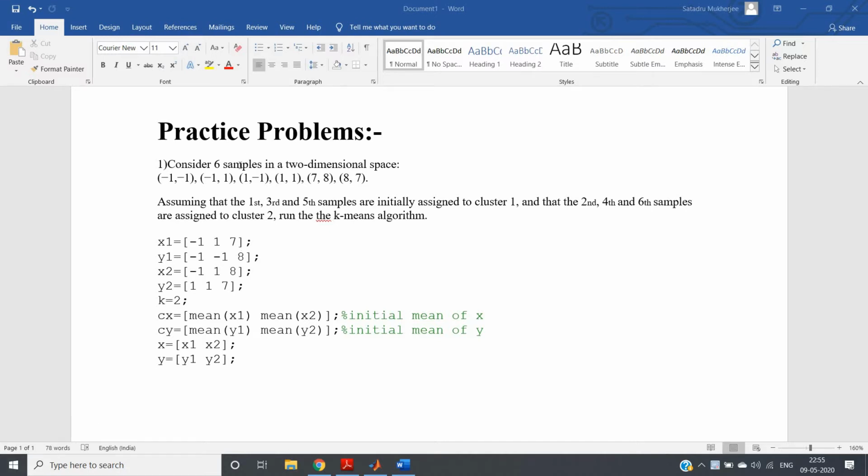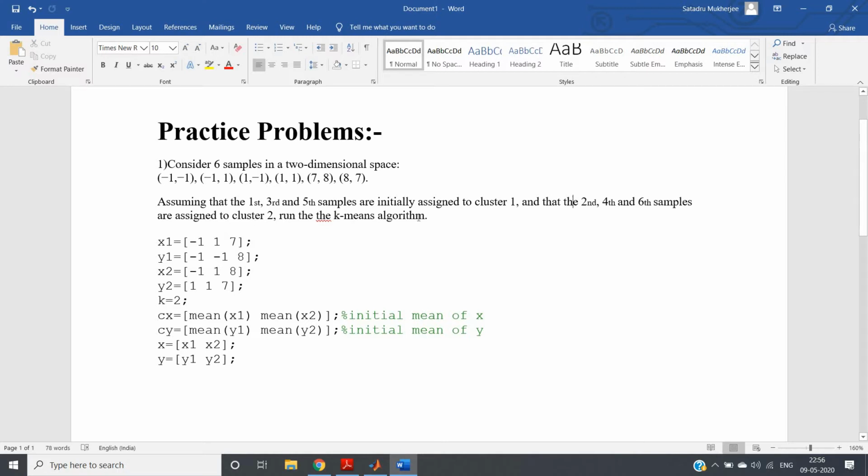See the problem statement. Consider 6 samples in a two-dimensional space: -1 -1, -1 1, 1 -1, 1 1, 7 8 and 8 7 respectively. X and Y coordinates are written, right? Assuming that the first, third and fifth samples are initially assigned to cluster 1 and the second, fourth and sixth samples are assigned to cluster 2.